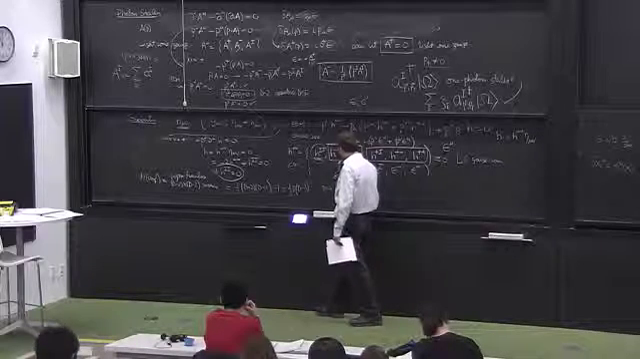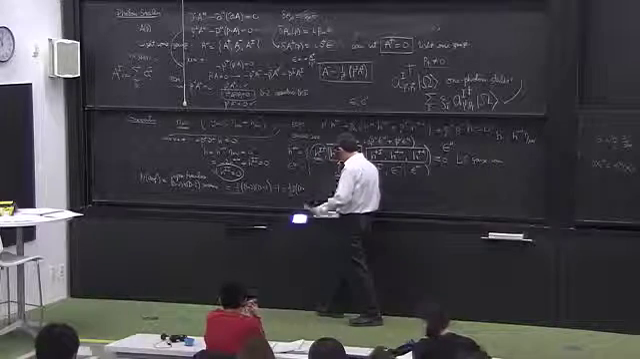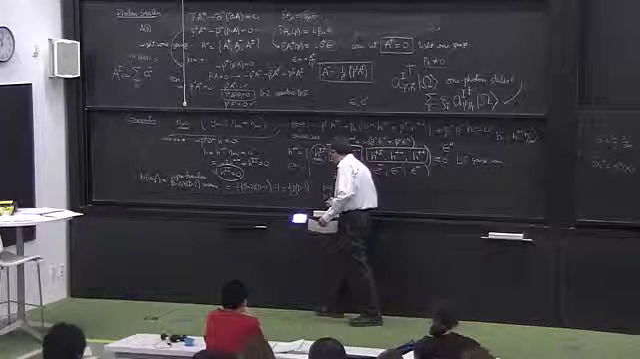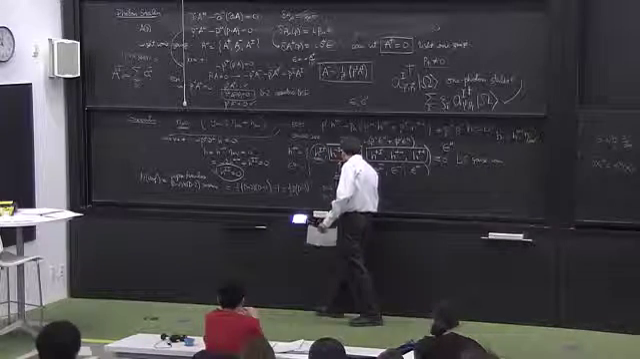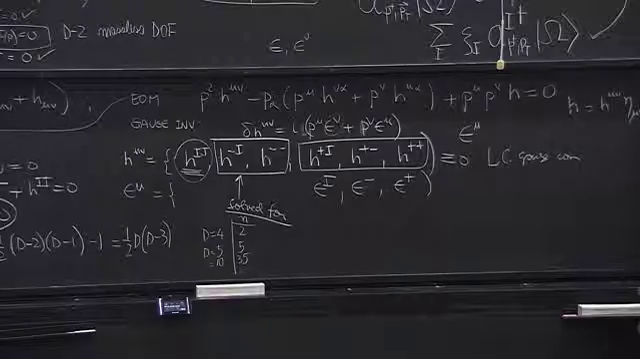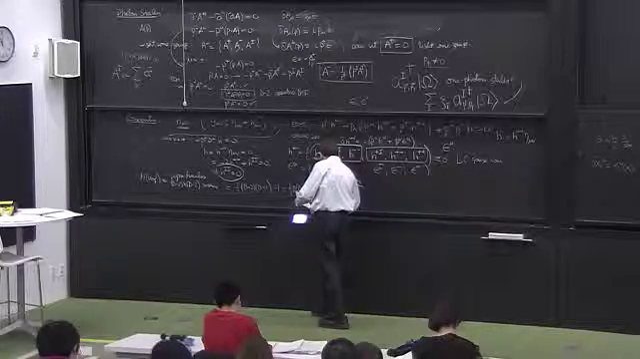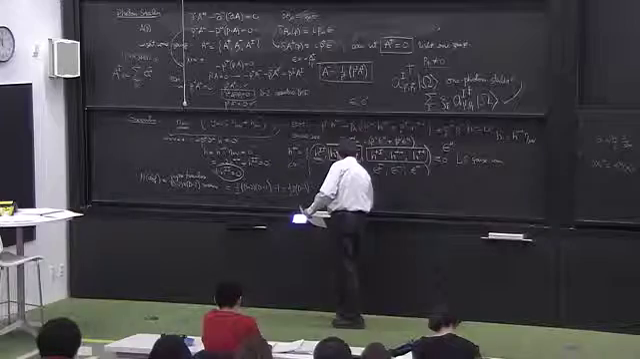In d equal 4, N is equal to 2. In d equal 5, I have it here, it is 5. In d equals 10 it is 35. 35 degrees of freedom for a graviton in 10 dimensions. And in d equal 26, you have 299.